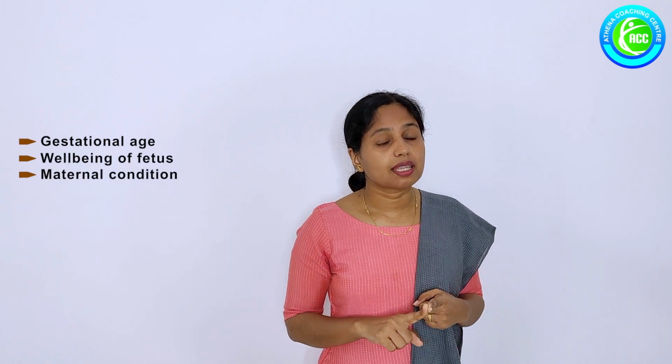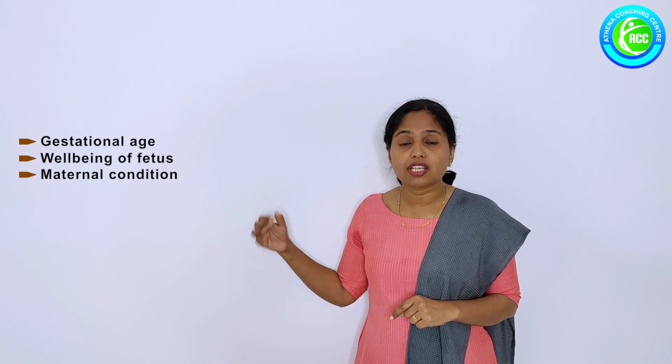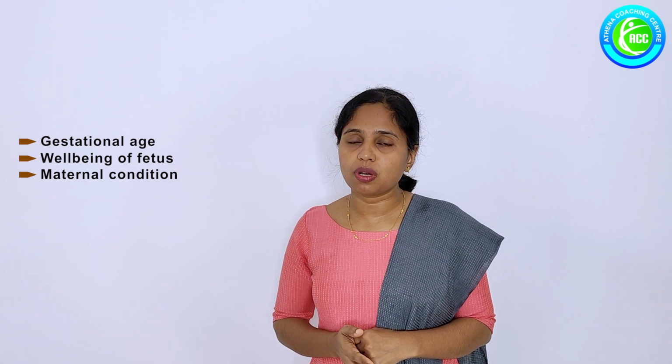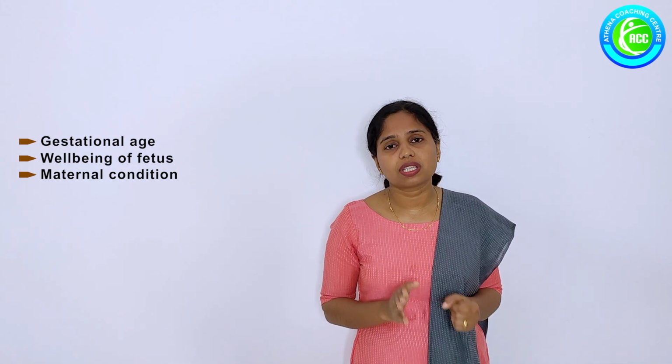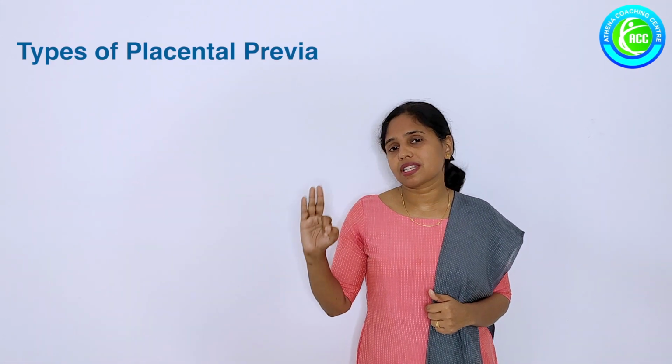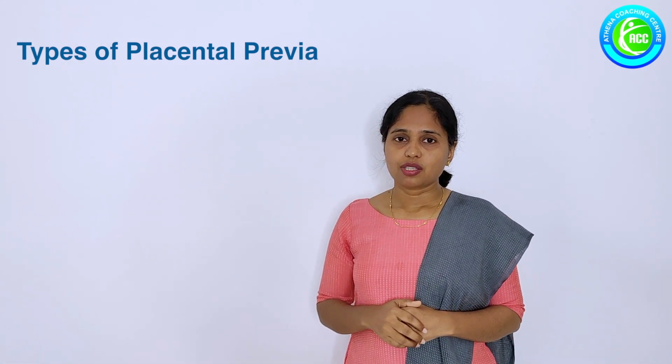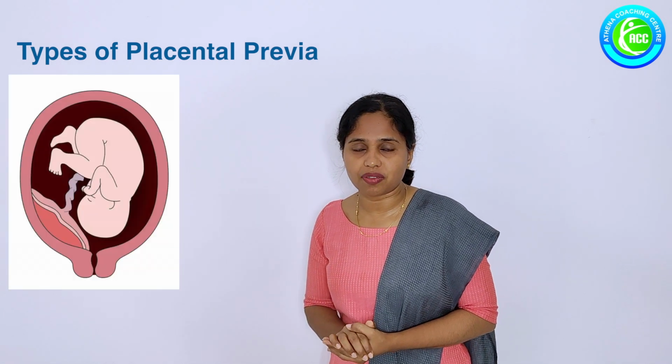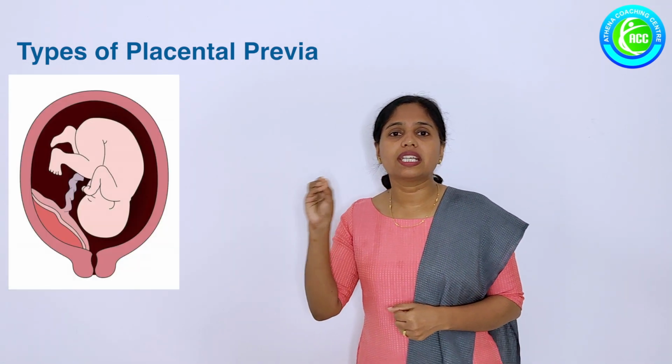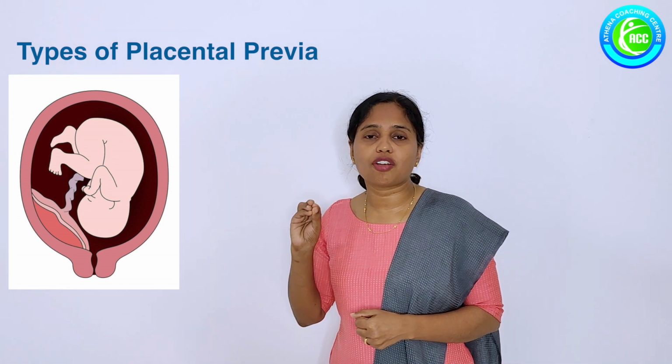Normally, both of these conditions are managed according to gestational age, well-being of the fetus as well as the maternal condition. Apart from that, placenta previa is also managed according to the level or types of placenta previa. There are three kinds of placenta previa. Number one is marginal placenta previa. So what happens in marginal placenta previa? The placenta only lies in the marginal area of the internal os.